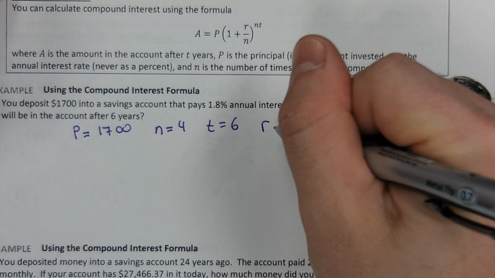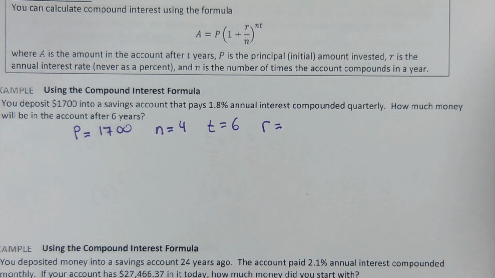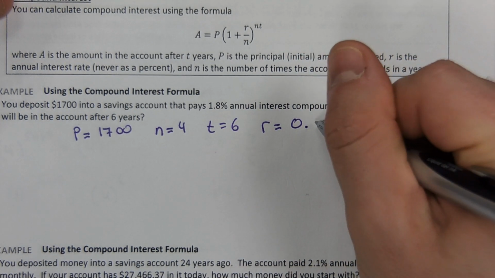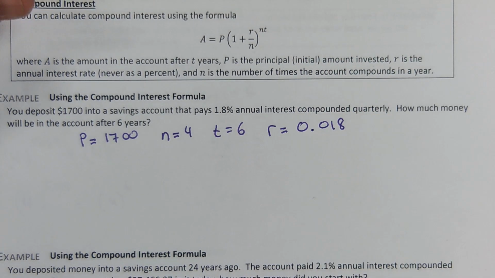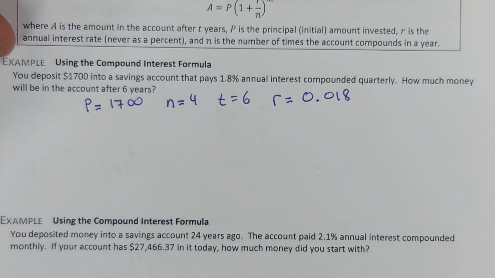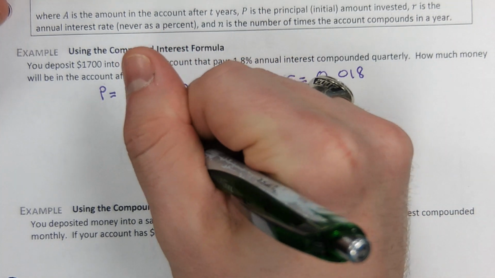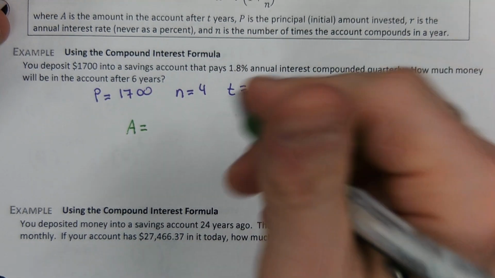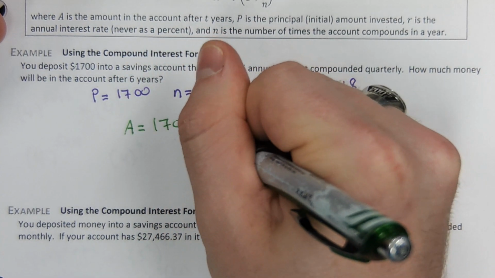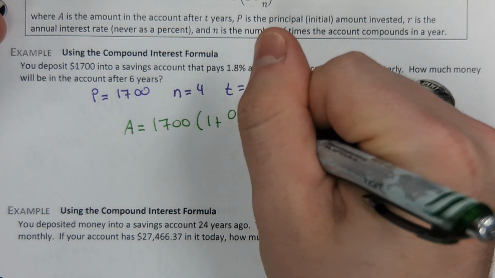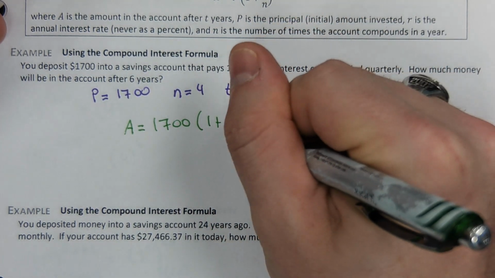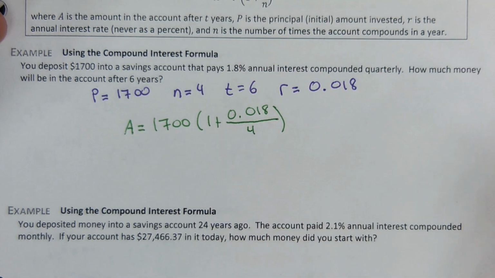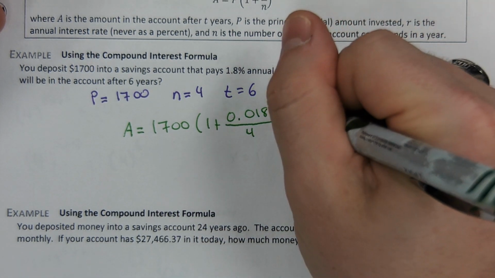And the rate, remember, you are not allowed to use the percent. So instead of saying 1.8%, what number am I going to put into my formula? Yes, sir? There it is. Remember, we need to move that decimal point to the left twice. 0.018. So I'm going to write in green. The amount of money that we're going to have is 1,700 times 1 plus 0.018 all over 4 raised to the 4 times 6.